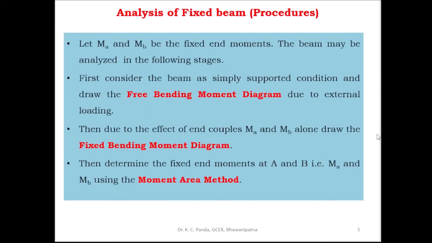Then coming to the different step-by-step procedures to solve the fixed beam. Let MA and MB be the fixed end moments. The beam may be analyzed in the following stages. First consider the beam as simply supported and draw the free bending moment diagram due to external loading. Then, due to the effect of end couples MA and MB alone, draw the fixed bending moment diagram. Then determine the fixed end moments at A and B, that is MA and MB, using the moment area method.